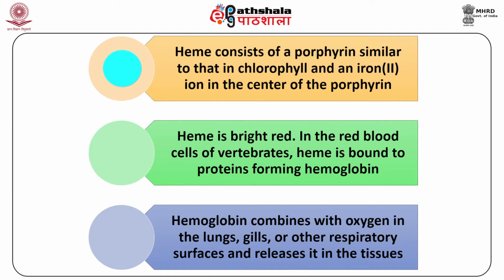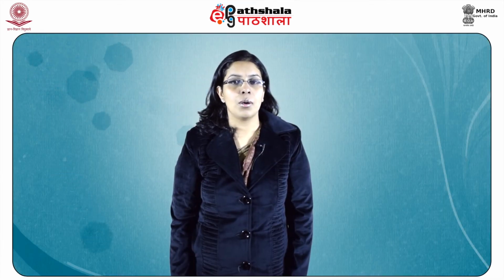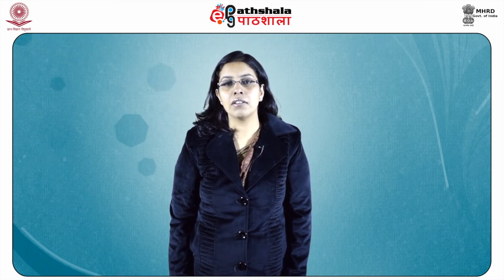of the porphyrin. Heme is bright red. In the red blood cells of vertebrates, heme is found bound to protein, forming hemoglobin. Hemoglobin combines with oxygen in the lungs, gills or other respiratory surfaces and releases it in the tissues. In muscle cells, myoglobin, the name given to hemoglobin in muscles, stores oxygen as an electron source for energy releasing oxidation reduction reactions. Another relative of chlorophyll is vitamin B12.